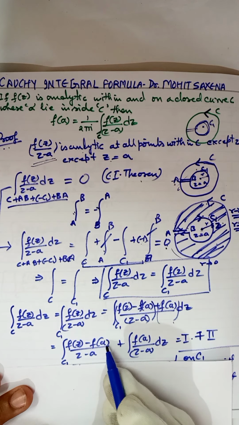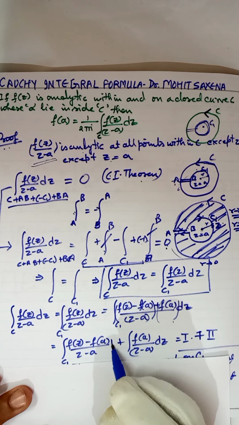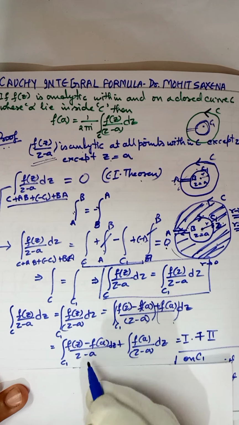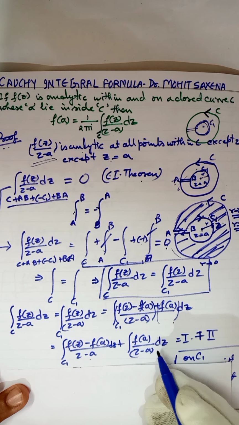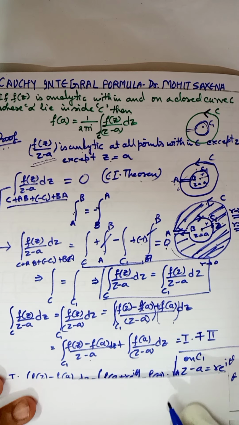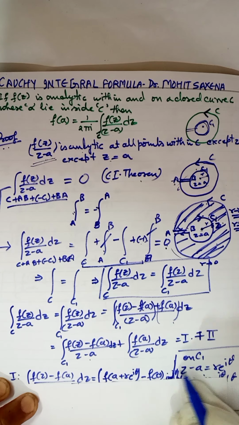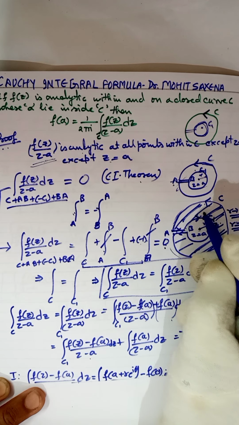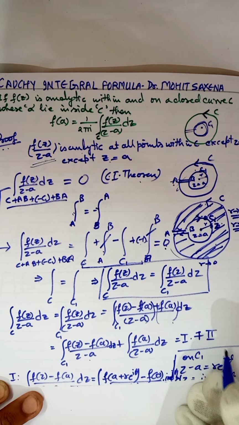f(z) minus f(a) upon z minus a dz is the first integral and the second integral is the other. This is our integral 1, this is our integral 2. We independently find out the value of these two integrals. Again, let us consider a point z on a small circle C1.